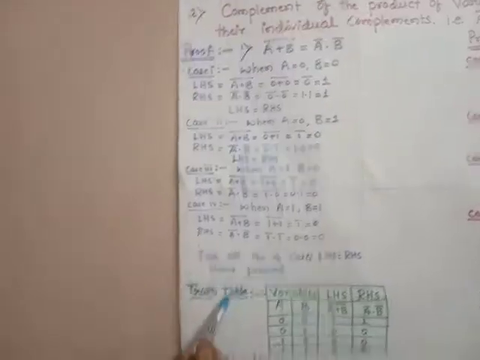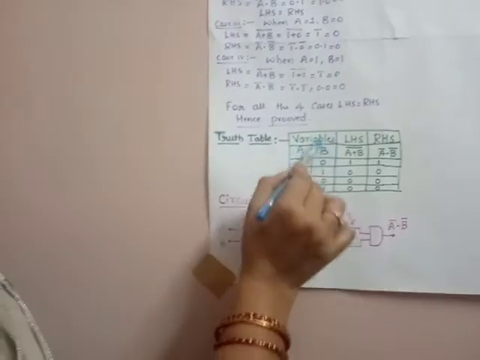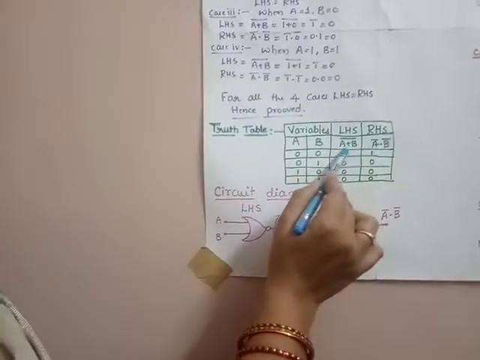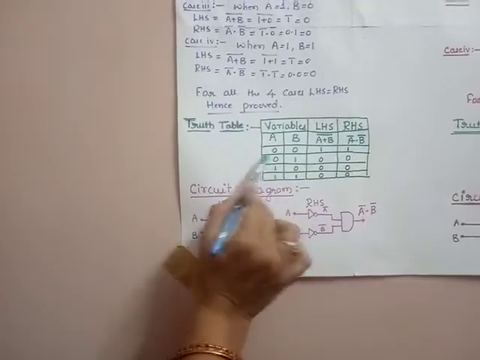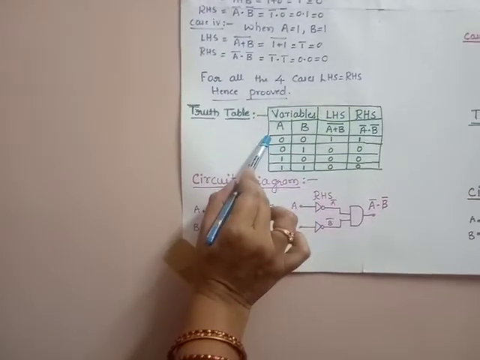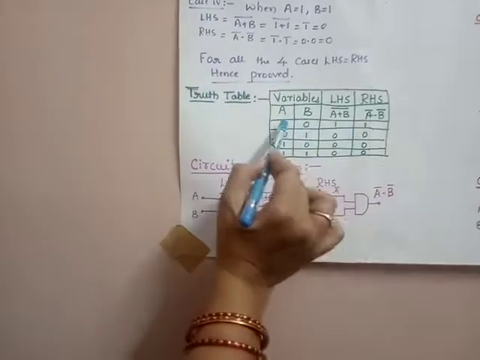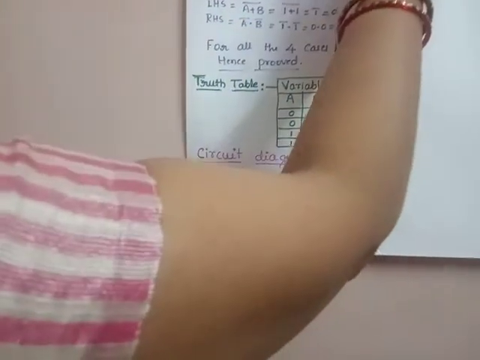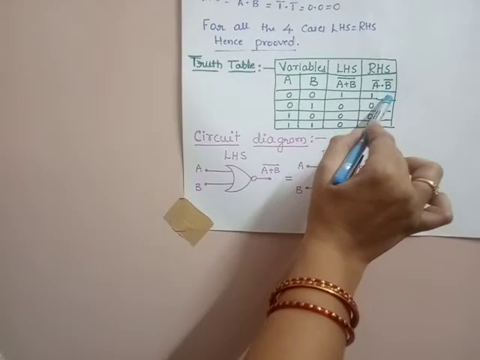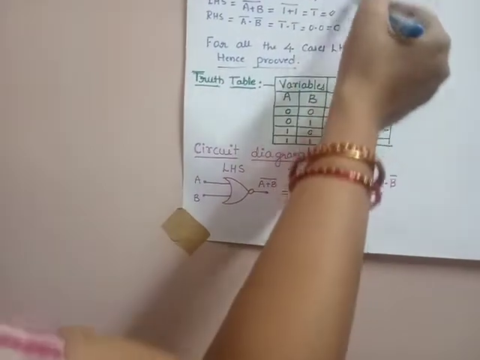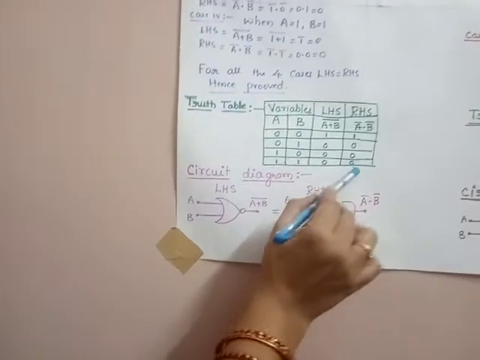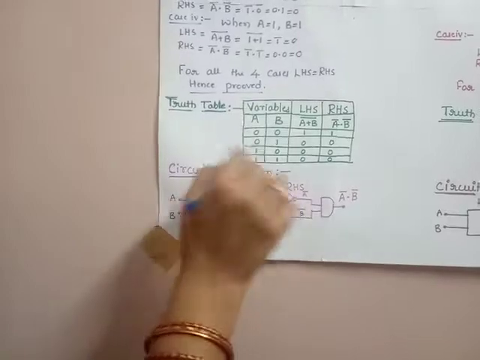If we write the truth table for this first statement, a and b are two variables. LHS is nothing but a plus b whole bar. RHS is nothing but a bar dot b bar. If we write all the possibilities of a and b here, when a is 0, b is 0, LHS is 1, RHS is also 1. So we have written like this. 0 and 1 means 0, 0. For all the three cases, we are getting LHS and RHS both as 0, 0. So this is the truth table for the first statement of De Morgan's theorem.